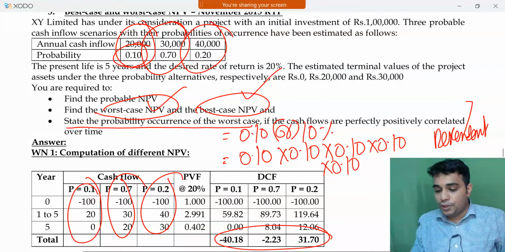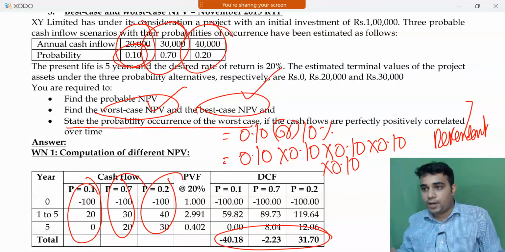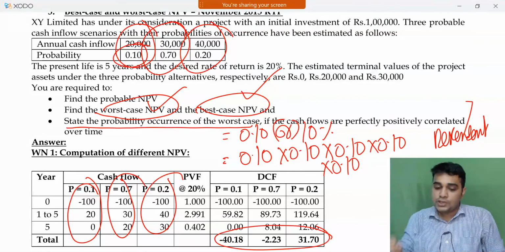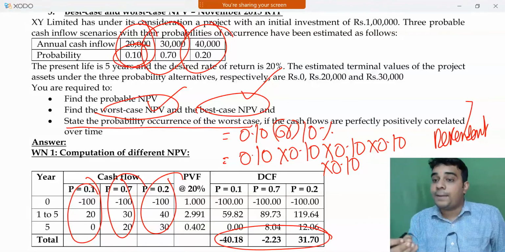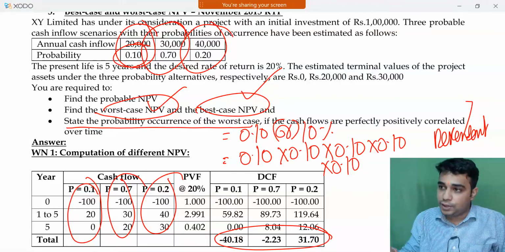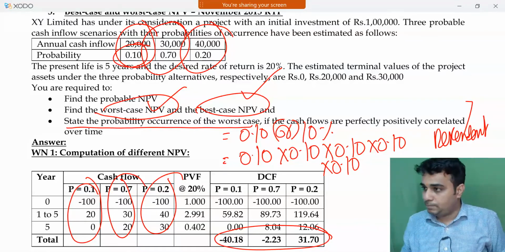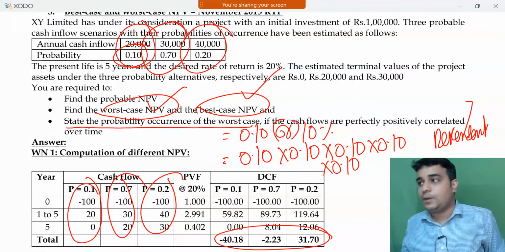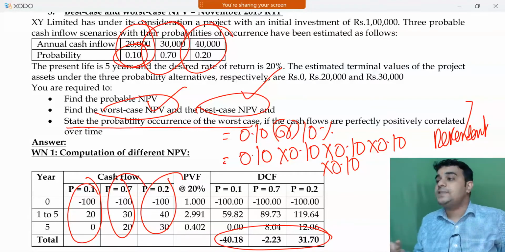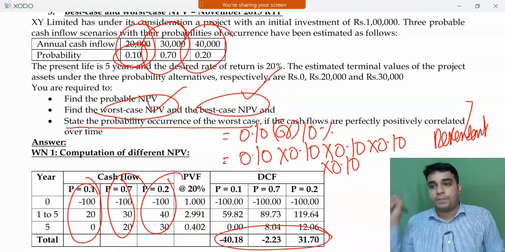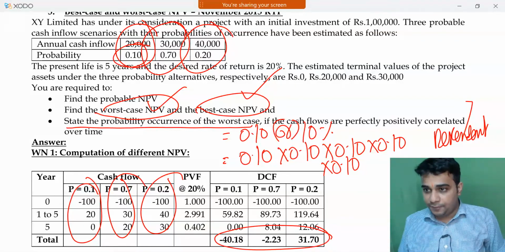It's like when you toss 5 coins, all 5 coins should be heads, which is 1/2 into 1/2 into 1/2 into 1/2 into 1/2. So if it's independent, the probability is 0.10 into 0.10 into 0.10 into 0.10 into 0.10. It will be a very insignificant number, because independent means all 5 years will be bad. That's the lowest possibility, a very rare possibility that all 5 years will be bad, and that probability is 0.10 power 5.